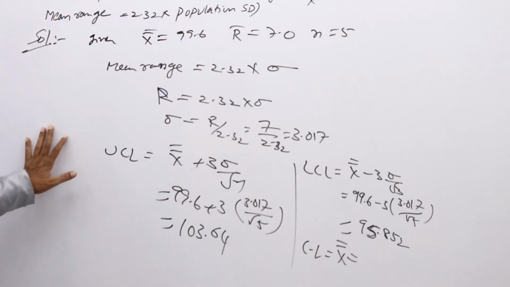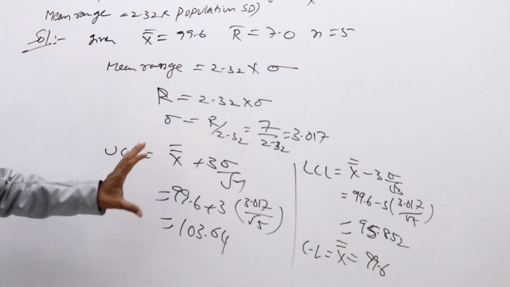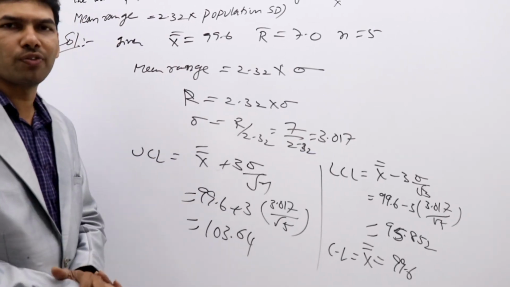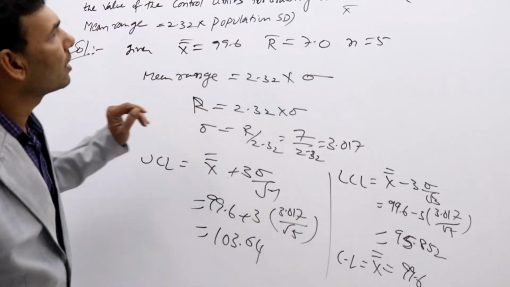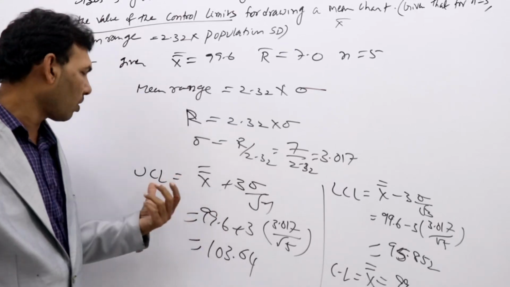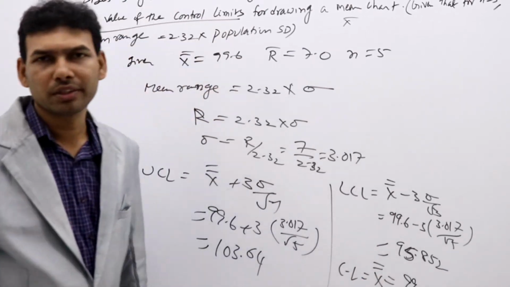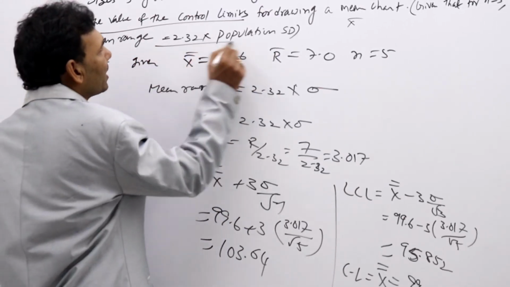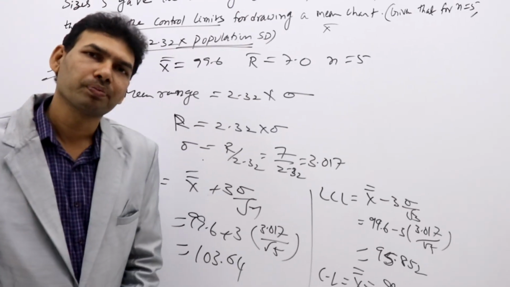What is the X double bar value? 99.6. But here we just need to find the control limits only, the 3 sigma limits. The upper control line and lower control line are all we need to calculate. Here, determine the values of control limits. We can call these the upper control limit, lower control limit, and control limit. The 3 we need to calculate. For that, sigma is not given directly. For that, he has given one clue. Using the clue, we can find sigma. Clear?